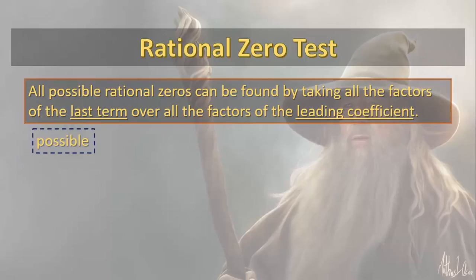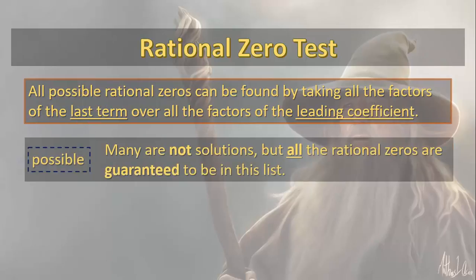Okay, now let's untangle this a little bit. First of all, the term possible. Many of what you come up with are not going to be solutions. However, all of the rational zeros are guaranteed to be on this list.